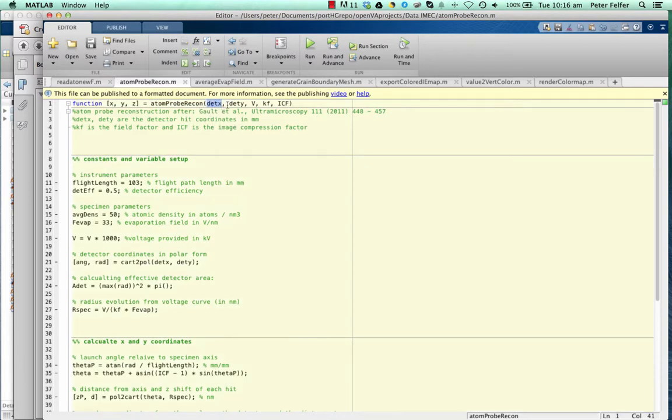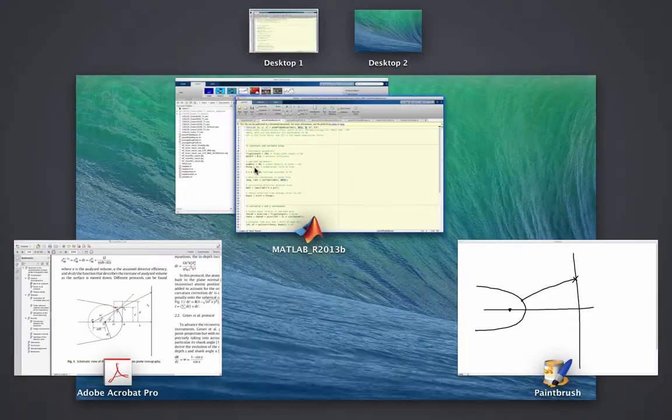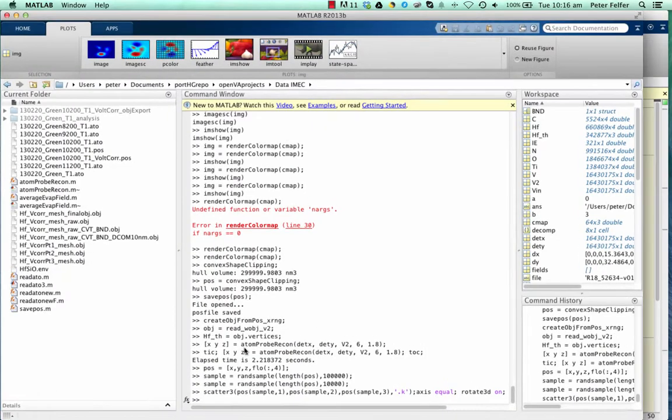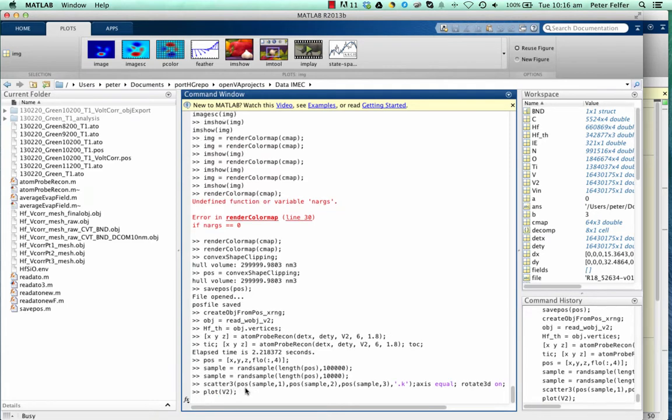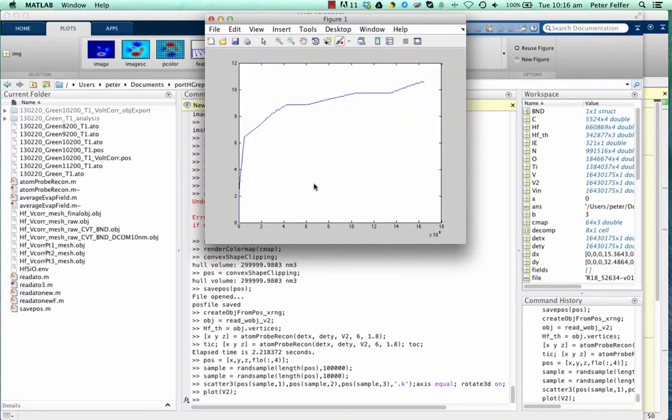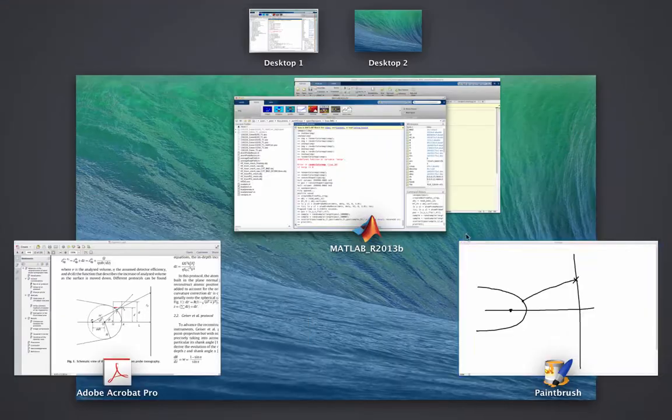First of all, the detector X coordinates, the detector Y coordinates, the voltage evolution. In this case, I'll just plot the voltage evolution. Plot V2, so that's the voltage evolution that I've used. You can see this is the voltage evolution of my specimen during the experiment, and that's what we're going to use.